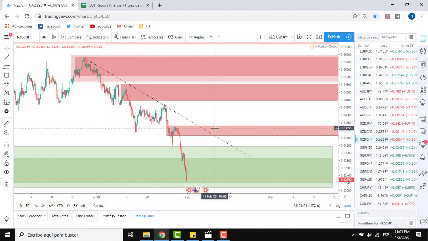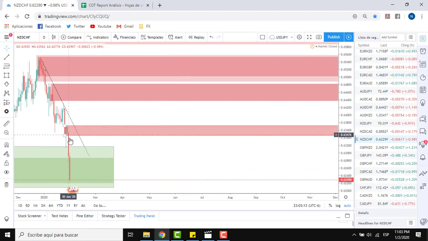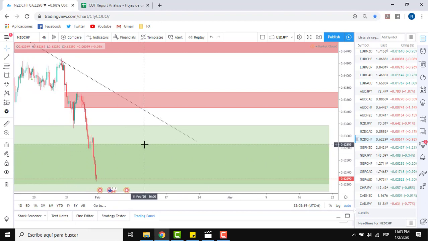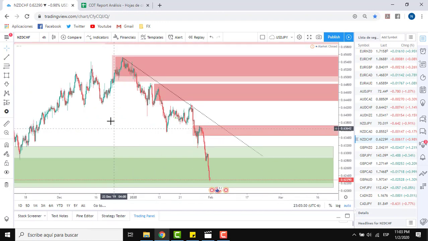I know that the big guys sold this level because we have a very huge drop to the downside. That tells me that they sold that price. So if price gets back here, I will close my position, if I have a confirmation, of course.